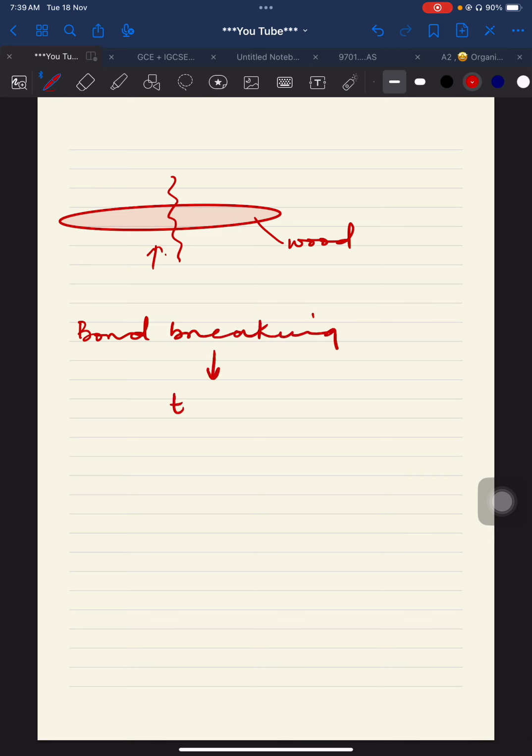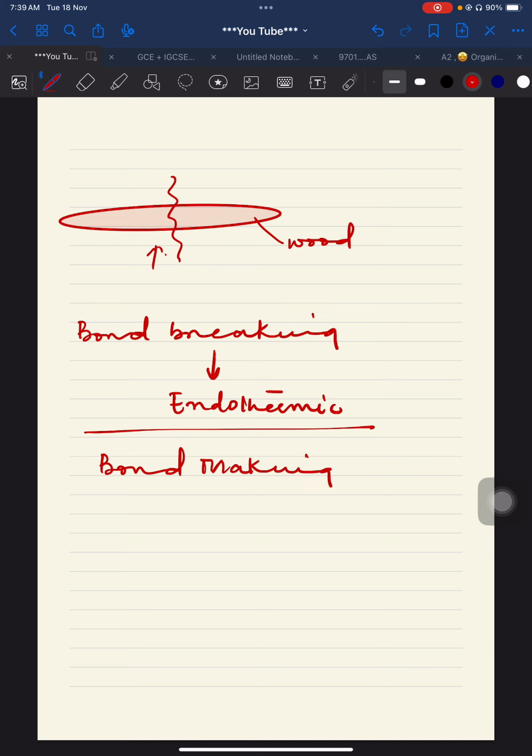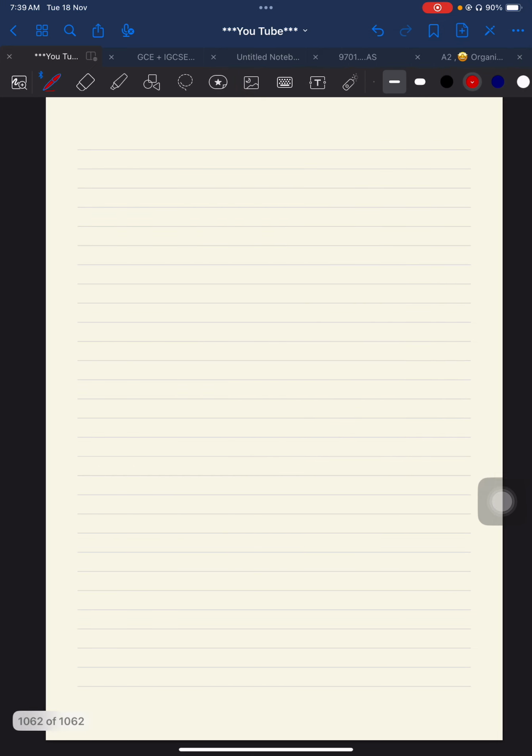If bond breaking is endothermic, then definitely bond making is the opposite, and bond making will become exothermic. So I am writing here, bond making is exothermic, which is opposite to that of endothermic reactions. I am just changing the page and we have just started the examples.